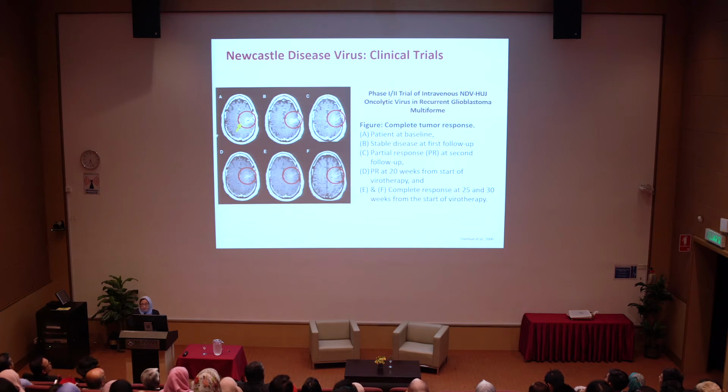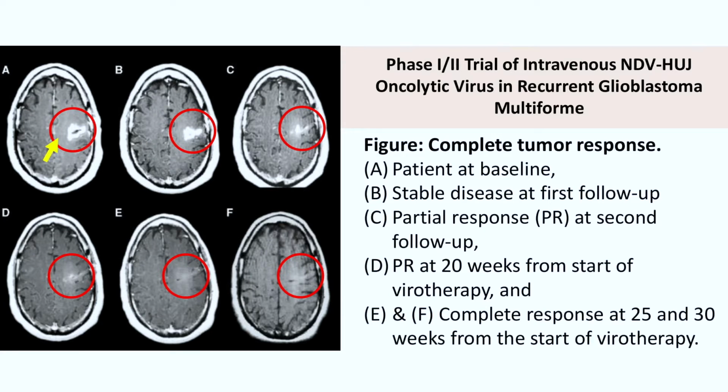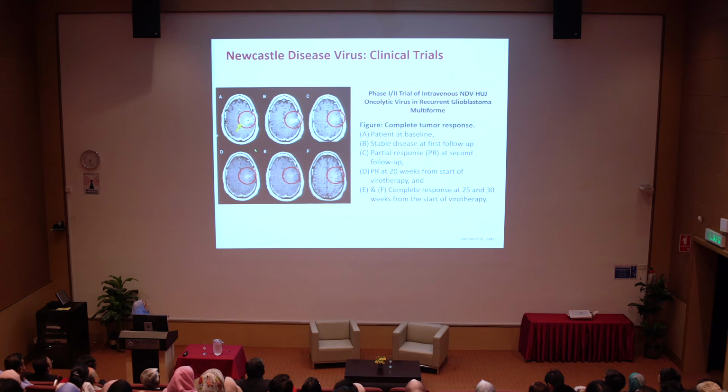In another trial, in recurrent glioblastoma multiforme, where patients have a very poor prognosis, the scans show the shrinking tumor. You can see here, that's the tumor. It has shrunk after 25, 30 weeks from the start of virotherapy. These data, ladies and gentlemen, are indeed very promising.